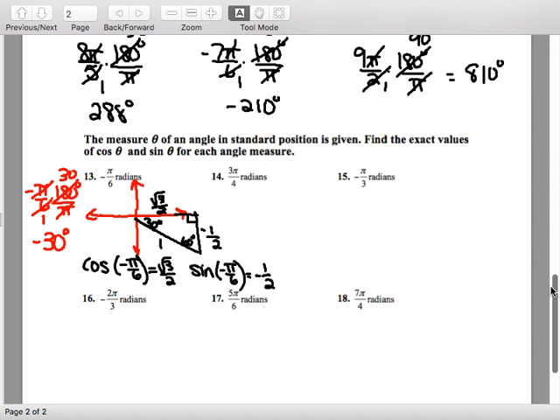All right, number 14, 3pi/4. So do 3pi/4 times 180/pi. Just because of time and space, take a moment, reduce it. So pause the video if you need. I got 135 degrees.